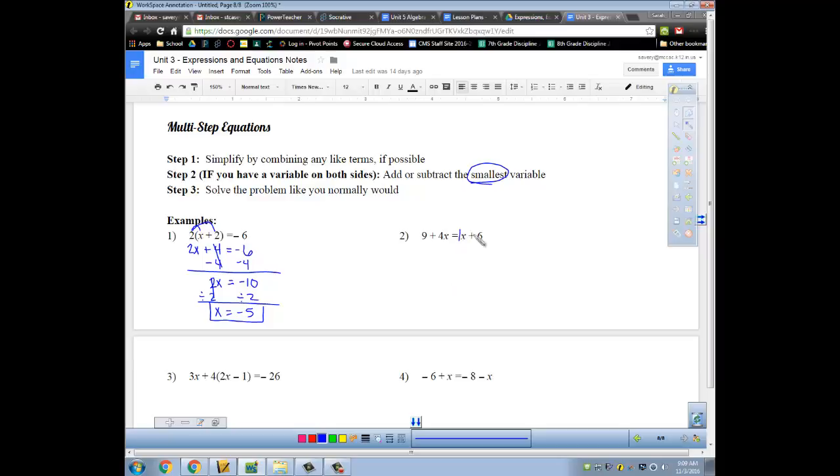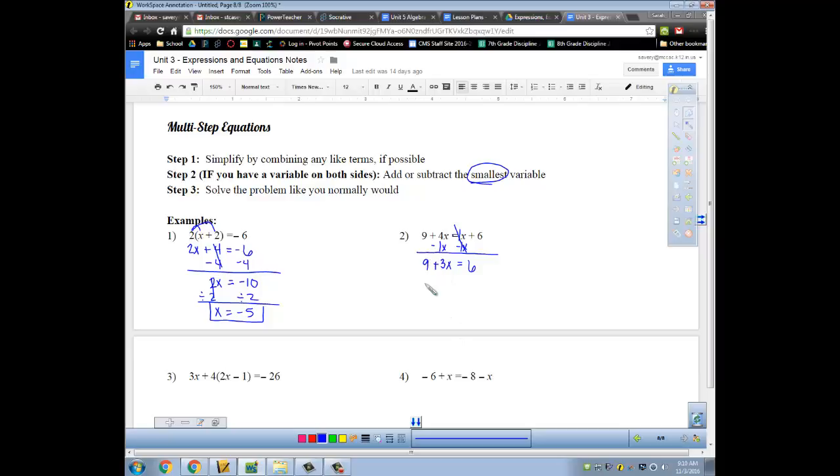We're going to do the opposite of that. So opposite of 1x is negative x. So I'm going to write negative 1x by both of my x's. We put it by the x's because those are like terms. Bring down the 9. 4 minus 1x is 3x. Equals, that's gone because that's 0. And then 6. Now some people can just solve it like this.